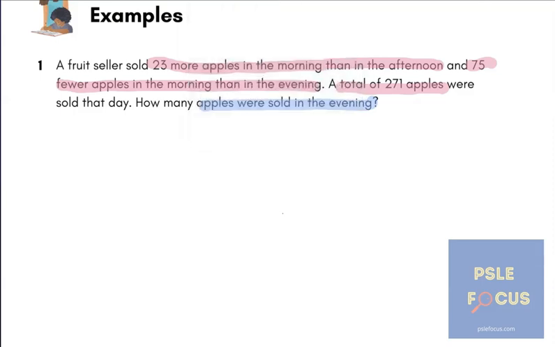Okay, so 23 more apples in the morning than in the afternoon tells us that when we draw the model, the bar for the morning number of apples in the morning will be longer than the one in the afternoon. Okay, so I'm going to draw for morning. And for afternoon, it will be a shorter bar. And the difference here is 23.